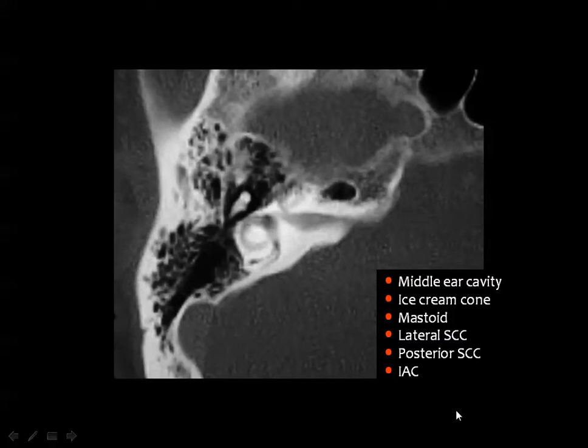Then once more here you can see the middle ear cavity, of course, and you can see the ice cream cone, yes, and you see the aditus ad antrum, the mastoid antrum, the mastoid air cells, the lateral semicircular canal, the vestibule, and the posterior semicircular canal. Also, you can appreciate the internal auditory canal.